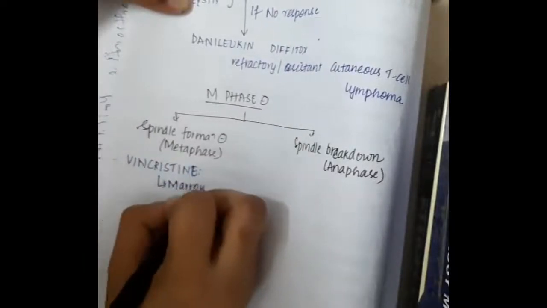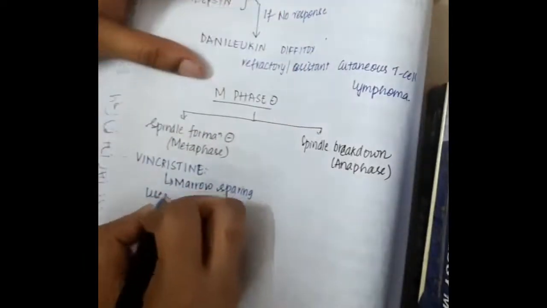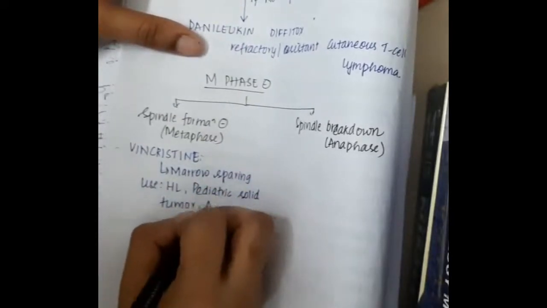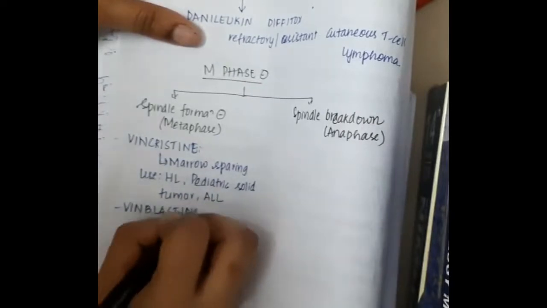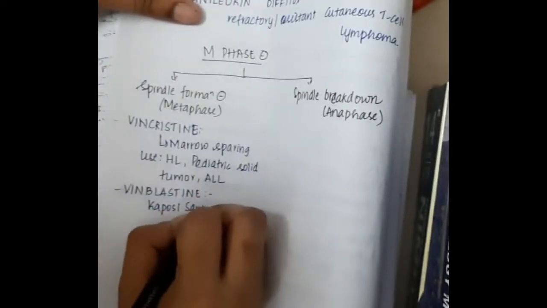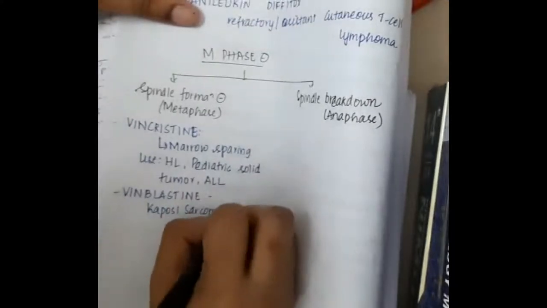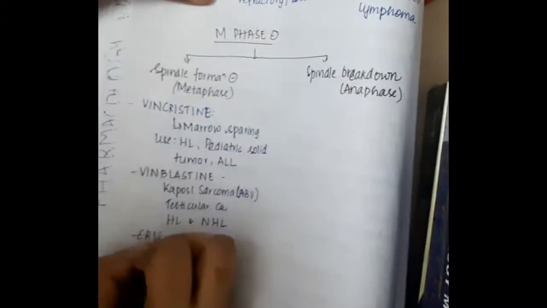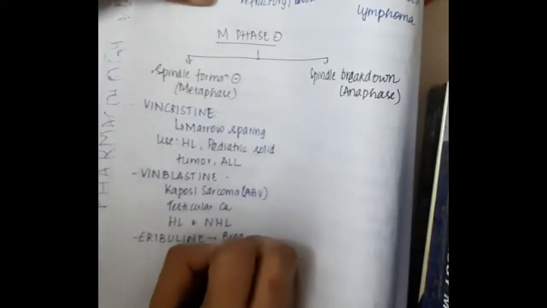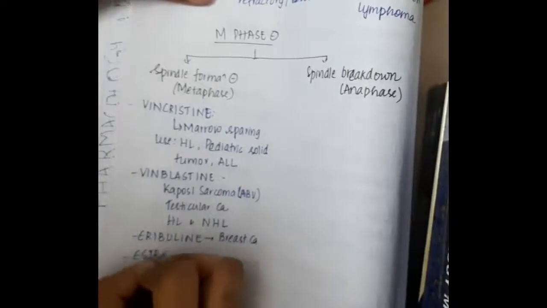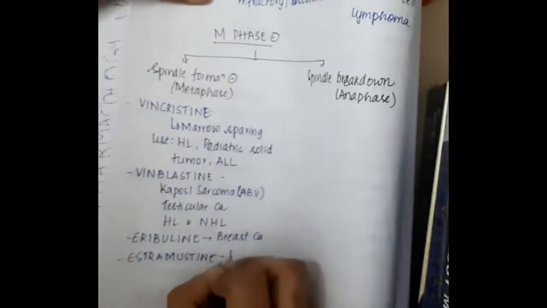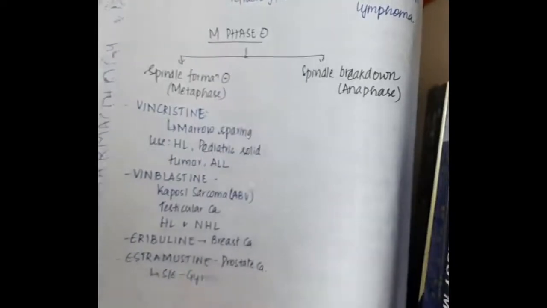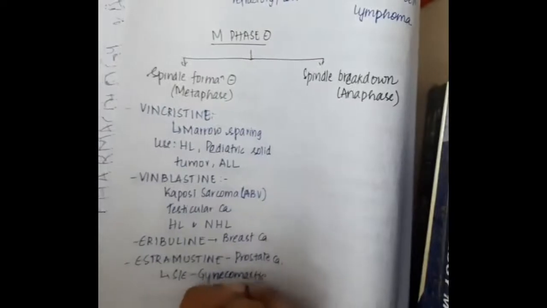which is a marrow sparing drug. Vincristine is used in Hodgkin's lymphoma, pediatric solid tumors, and acute lymphocytic leukemia. Then vinblastine is used in Kaposi sarcoma, testicular carcinoma, Hodgkin's lymphoma and non-Hodgkin's lymphoma. Eribulin is used in breast carcinoma. Estramustine is used in prostatic carcinoma. The side effect of estramustine is that it causes gynecomastia.